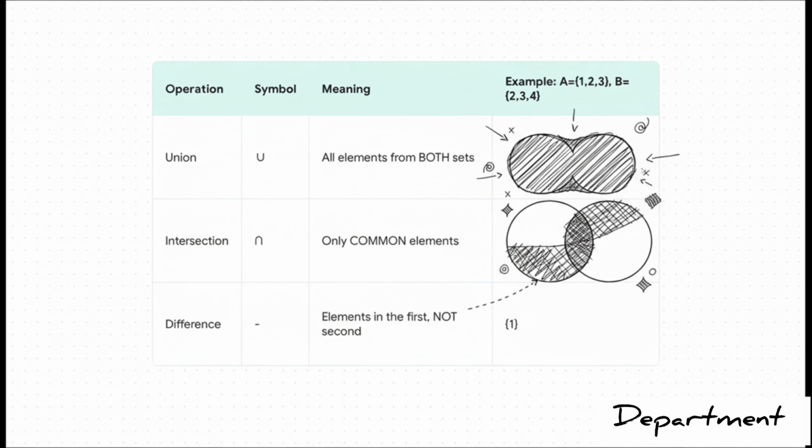Then you have the intersection. This is just the overlap. What do the 2 sets have in common? And finally, the difference. A minus B gives you what's in A after you take out anything it shares with B.